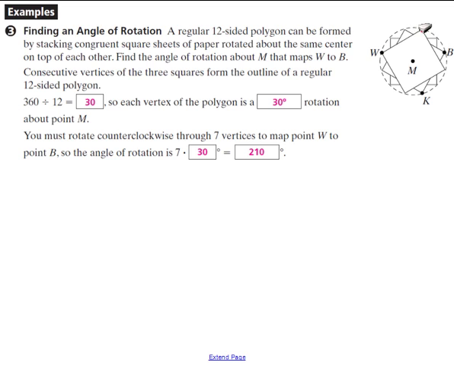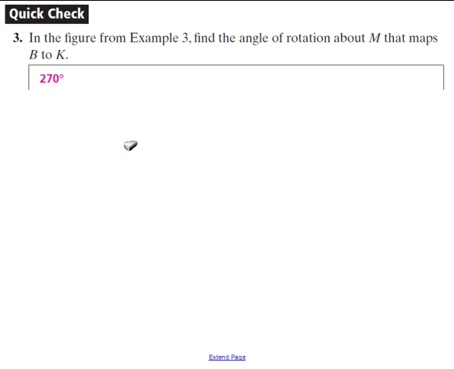So we need to go 1, 2, 3, 4, 5, 6, 7, 8, 9 vertices. Each one is 30 degrees. So now we're doing 9 times 30. And so we get our answer of 270.